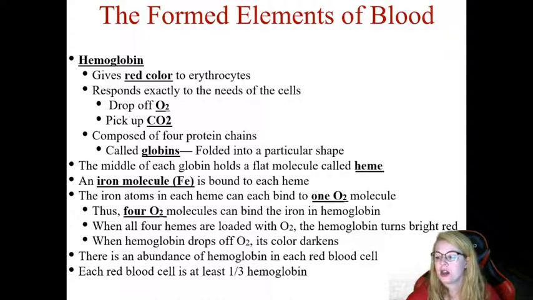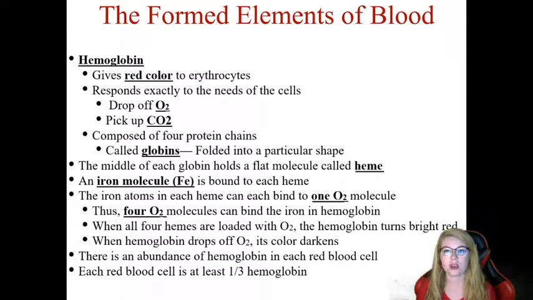All right, and so we talked about the fact that oxygen is carried on the red blood cells, and because oxygen is nonpolar, it cannot just float in the blood as is because it doesn't mix, right? So we said we needed hemoglobin, that protein that acts as the transport vehicle for the oxygen. Okay, and so hemoglobin is what gives red blood cells their characteristic red color. And it responds exactly to the needs of the cells, either by dropping off oxygen that's needed or by picking up carbon dioxide waste that needs to be excreted from the body through the lungs.